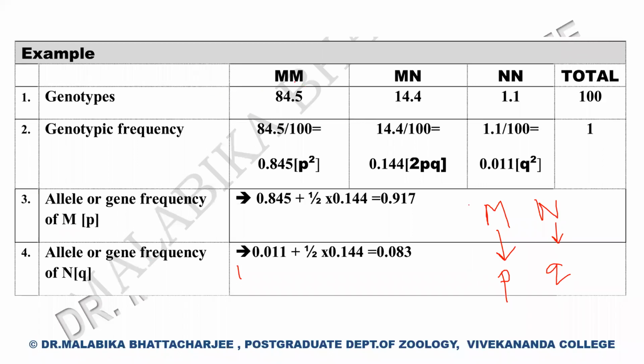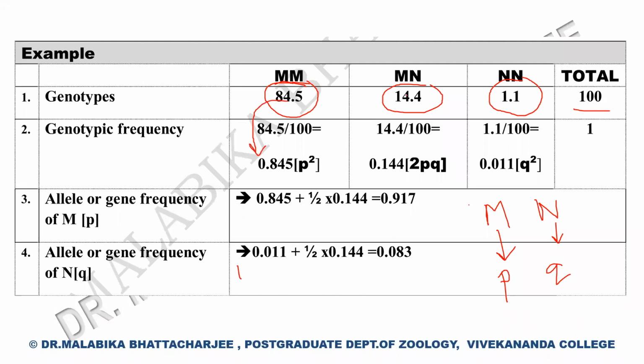So this is the number of individuals, with genotypes written. We have 84.5 MM individuals, 14.4 MN individuals, and 1.1 NN individuals. So the total number of individuals is 100. This is my starting data. I want to use the formula p square plus half of 2pq and q square plus half of 2pq. To use the formula, the first step is that I convert the individual value to genotypic frequency.